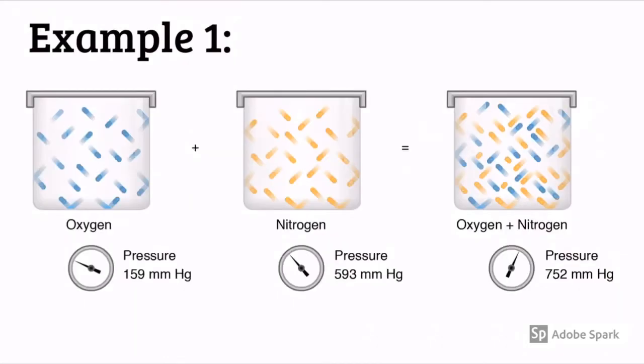Okay, so our first example, we have a container with oxygen whose pressure is 159 millimeters of mercury, and we're going to add that to some nitrogen whose pressure is 593 millimeters of mercury for a total combined pressure of 752 millimeters of mercury. You can also notice in the pictures, we have oxygen by itself, it's blue, plus nitrogen, yellow, and then blue and yellow, nitrogen and oxygen combined.